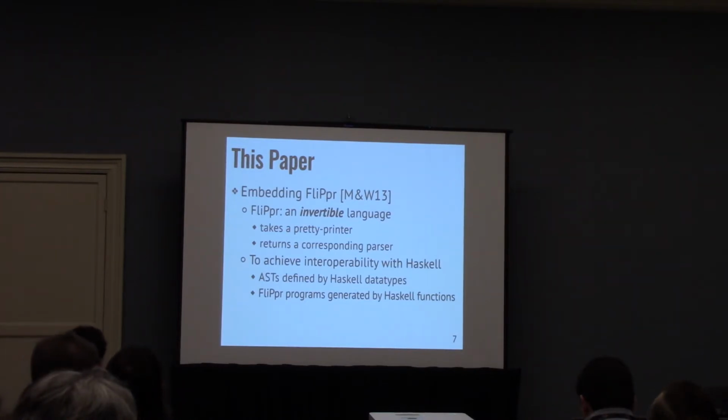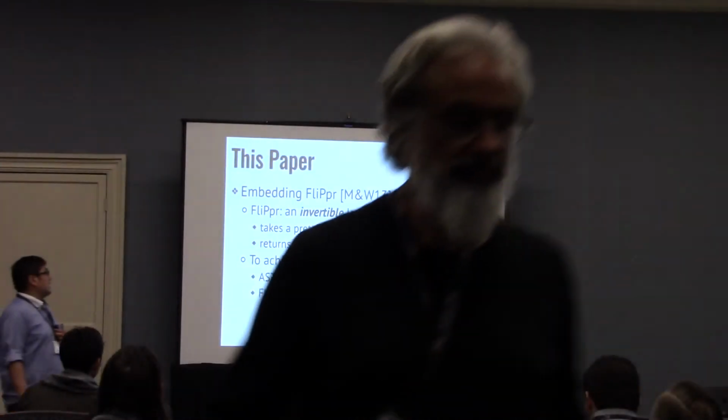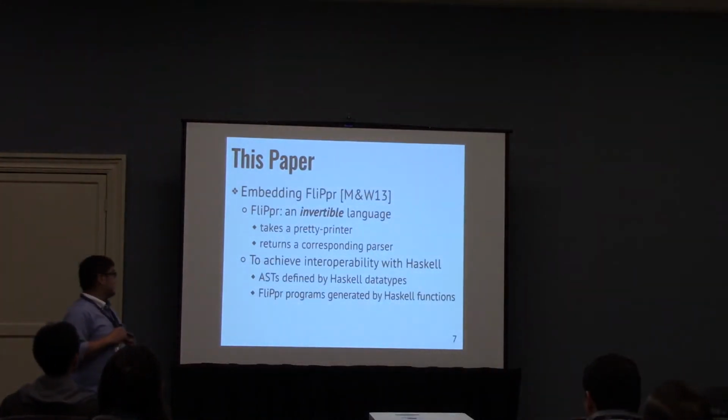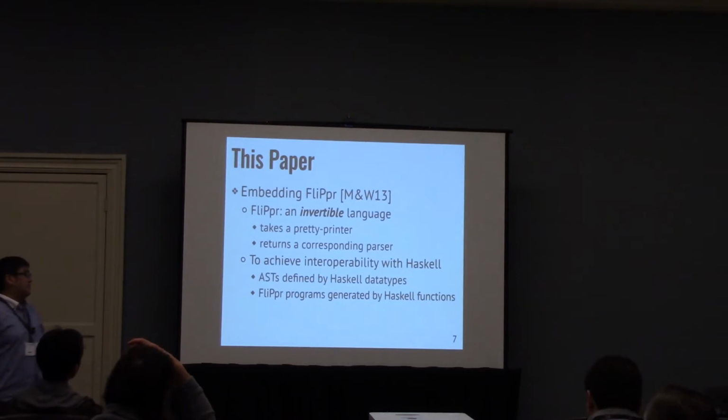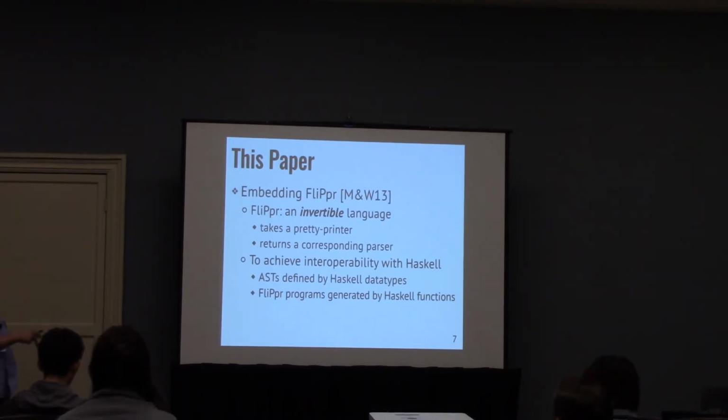Flipper is an invertible programming language that takes pretty printers and returns a corresponding parser. By embedding, we want to achieve high interoperability with Haskell. That is, we want to define and manipulate data in Flipper by using Haskell data types, and we want to generate a Flipper program by using Haskell programming.